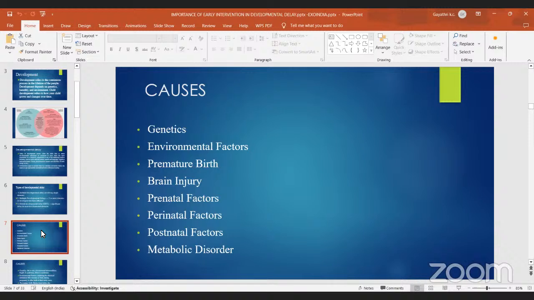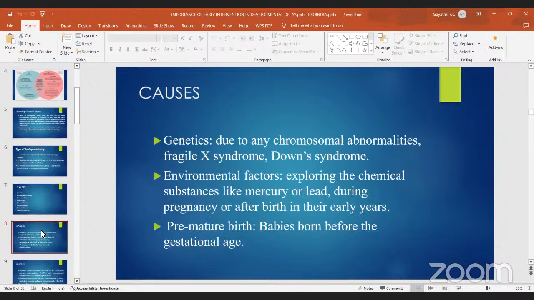Next is metabolic disorder. If the baby has any metabolic disorders, it can also lead to developmental delay.